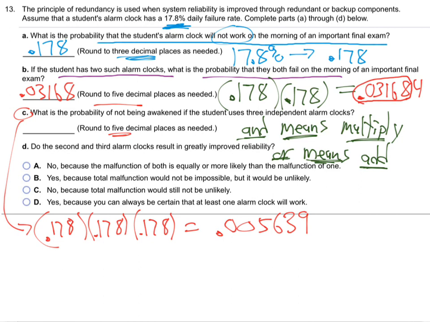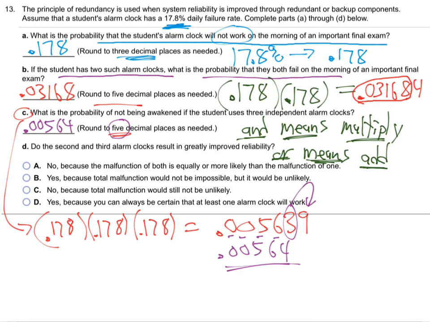Are you guys okay with the rounding? To round, you just circle the place they want you to stop in. They said 5 places, right? So 1, 2, 3, 4, this one's in the 5th place. Then you just look 1 to the right. 4 or less stays, 5 or more goes up. So it's 0.00564. Now it's super low. That's under 1%. If you move that decimal 2 places, that's about 0.5%. Super low chance that all 3 alarms won't go off.